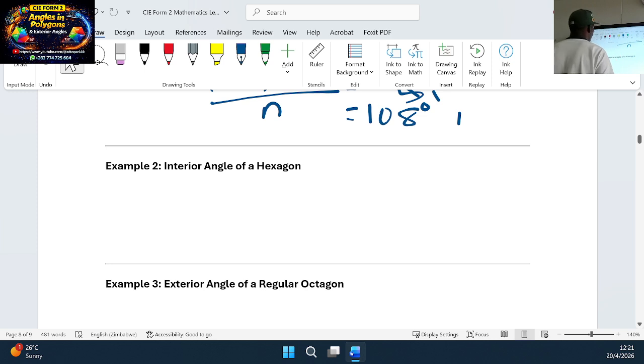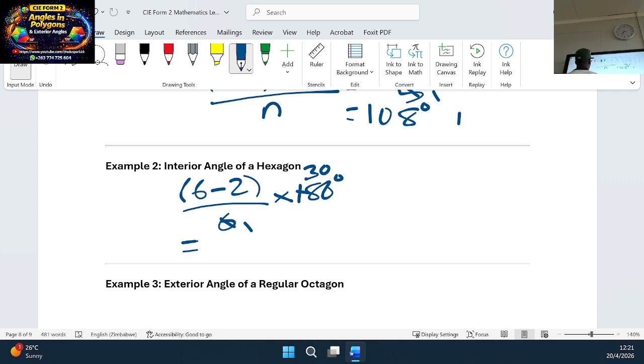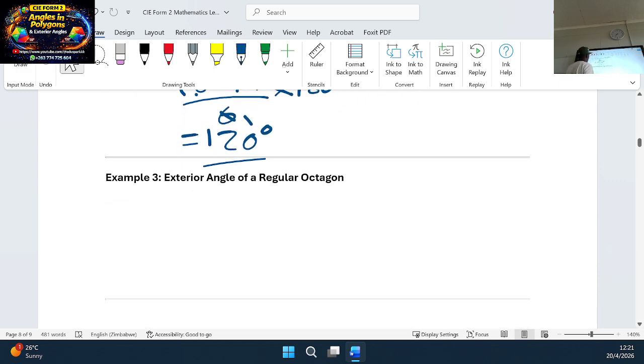What about the interior angle of a regular hexagon? From our formula, it's going to be 6 minus 2 all over 6 multiplied by 180 degrees. And when we do our calculation, 6 into 6, 1, 6 into 18, 3, 6 into 0, so we have 30 there. But 6 minus 2 is 4. So we end up having 4 times 30, which will give us 120 degrees. So inside the regular hexagon, each angle is equal to 120 degrees.